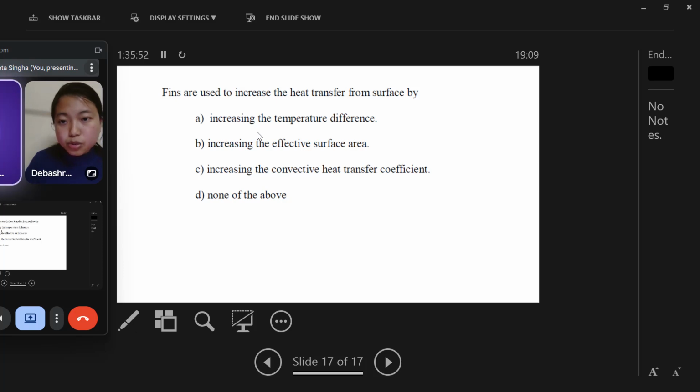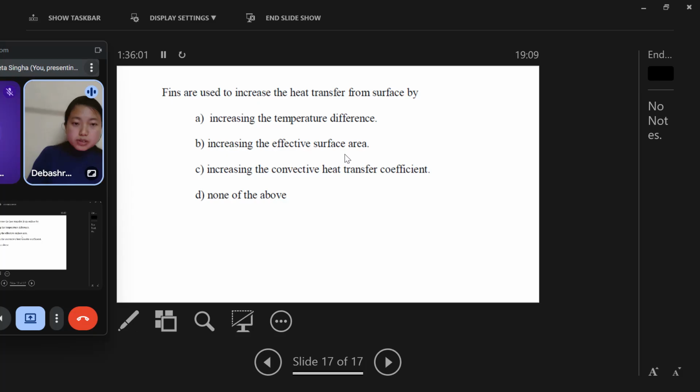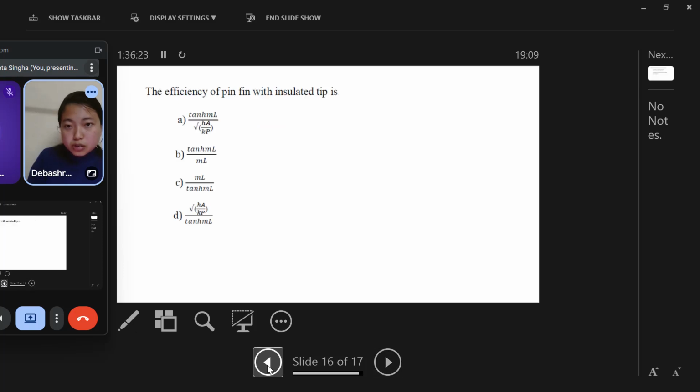Option B. Yes, by increasing the effective surface area, because of that extended surface, the total surface area available for heat exchange increases. So like that you can increase the heat transfer. By all these ways also you can increase heat transfer, but fins are used to increase heat transfer only by increasing the surface area.